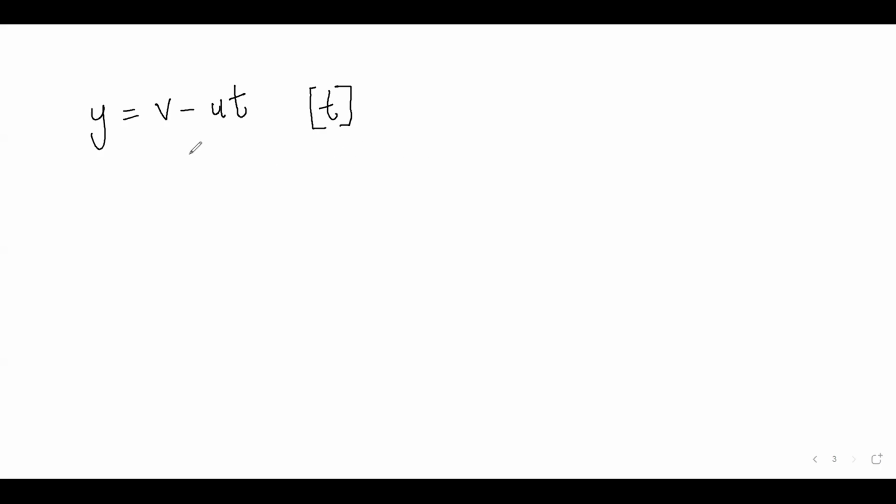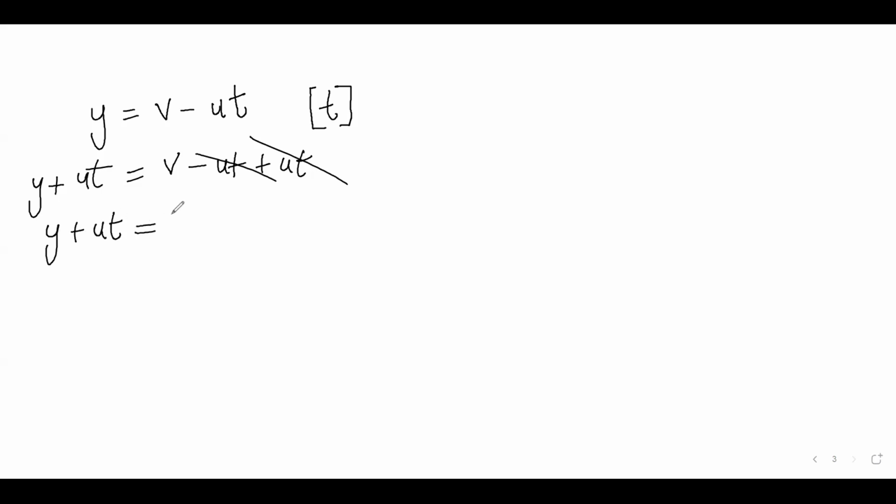All right, everybody, let me just show. It's minus UT, plus UT, because whatever you do on one side, it will become plus UT on the other. So this is supposed to cancel off. So now you have Y plus UT equals V. This should be the second line for everybody.